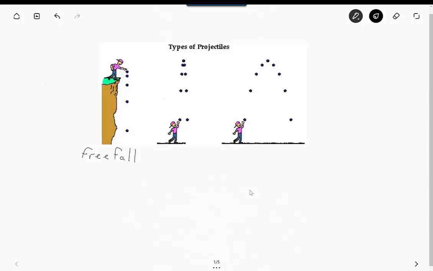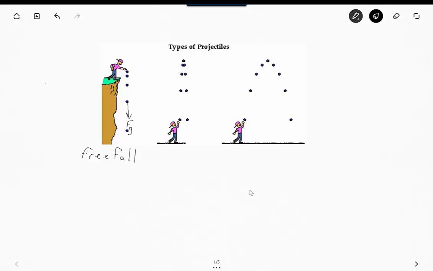So the ball was just dropped and it just fell with no other forces acting on it other than gravity. So in this case, we know that if we were to draw a force diagram, say on the ball when it's at that point, the only thing that we would have would be a force straight down, which would be the force of gravity.